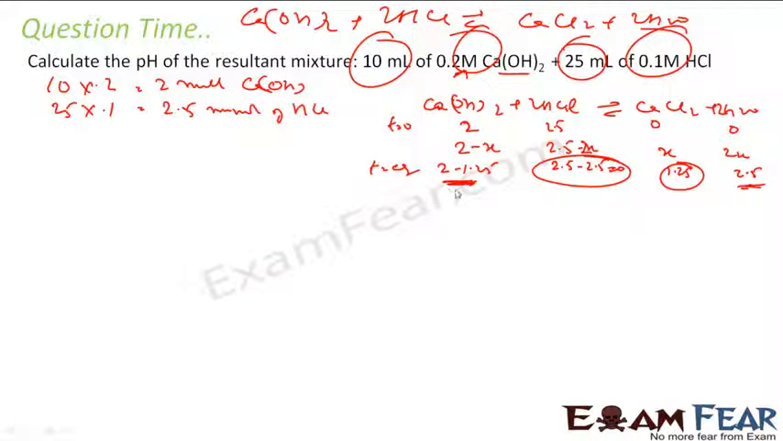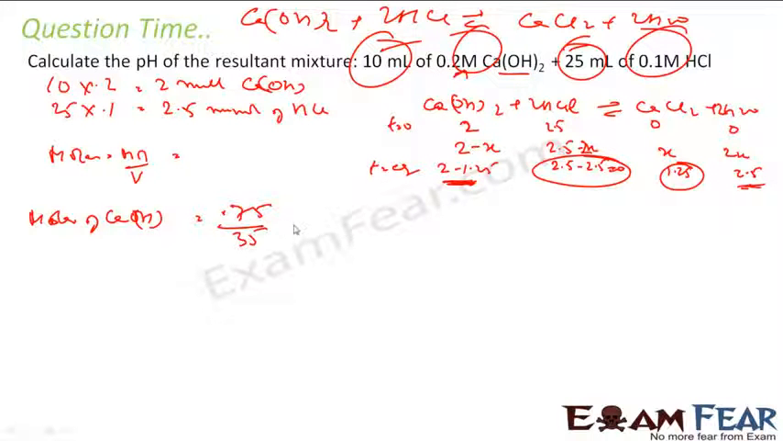But we have to find the molarity now, right? So molarity is what? Moles by volume. What is the total volume? 10 plus 25, 35. So molarity of Ca(OH)2 is what? We have 0.75 by 35 milliliter. This is 0.0214 M. This was in millimoles, this is milliliter, so they cancel and you get this much molarity of the Ca(OH)2.